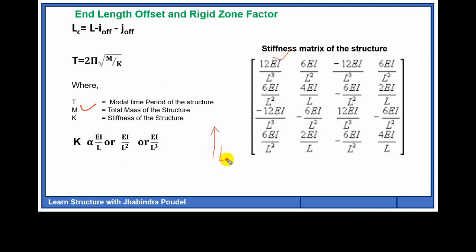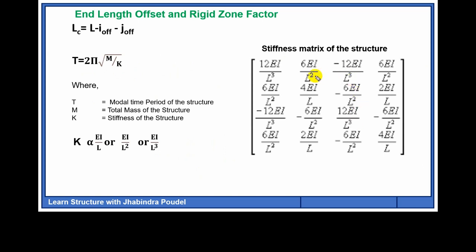Suppose if L is increased, then the value of k is going to decrease. And if the value of k decreases, then the modal time period of the structure is increased. And the deflection of the structure also depends upon this parameter. So if the time period of the structure increases, the deflection also increases. So we'll verify this in the model later in ETABS.